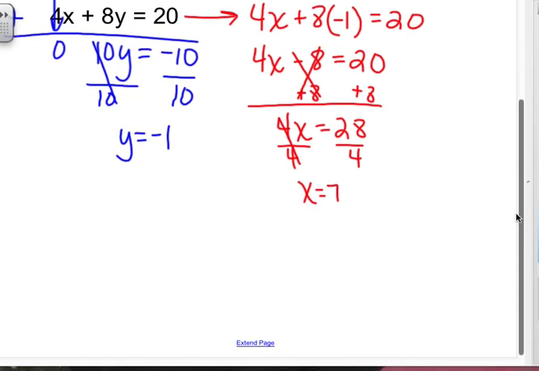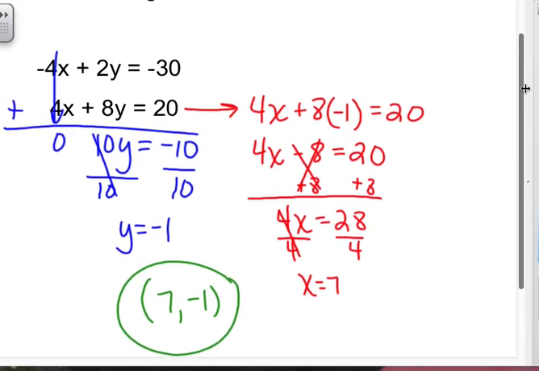Guess what you've got now? You've got your solution. The ordered pair, or the solution for this system, x is 7 and y is negative 1. That means if you were to go back to your original equations and make x 7 and y negative 1, that would work for both of those equations. That is the solution for that system. Let's do another.